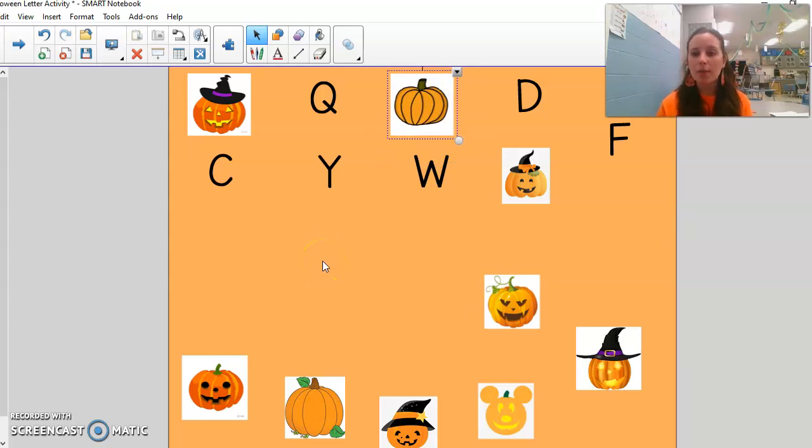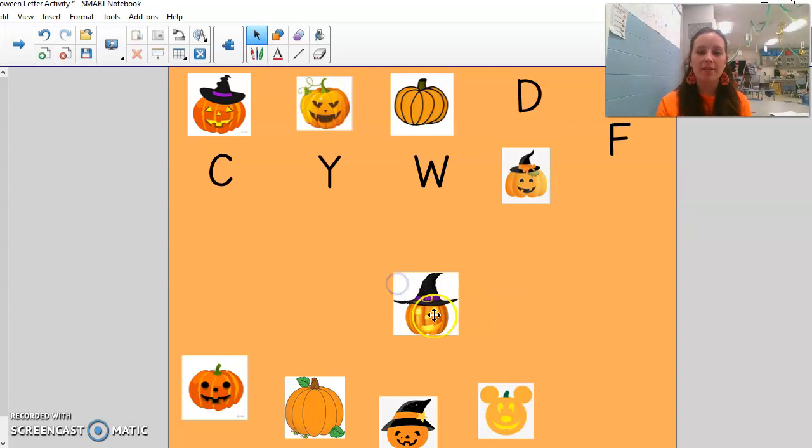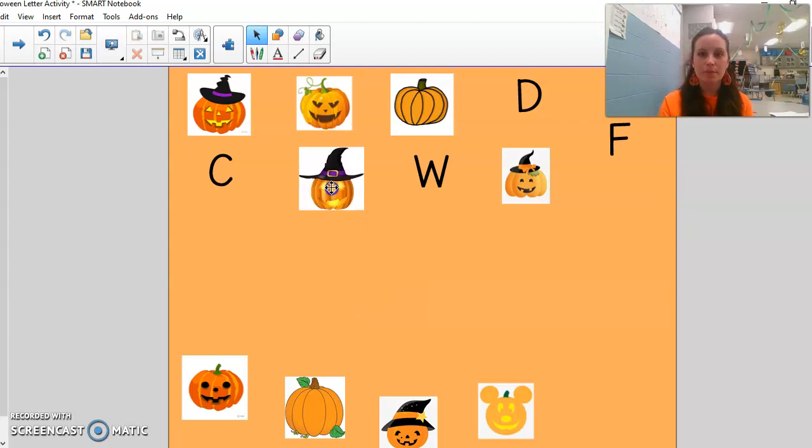Now, we want to look at which letter says Q, Q, Q for our pumpkin right here. Q would be for question. Good. Qu, qu, question. Right here, we have the letter sound that says Y, Y, Y. Which one of these letters says Y, Y, Y? Good job. That would be the letter Y.